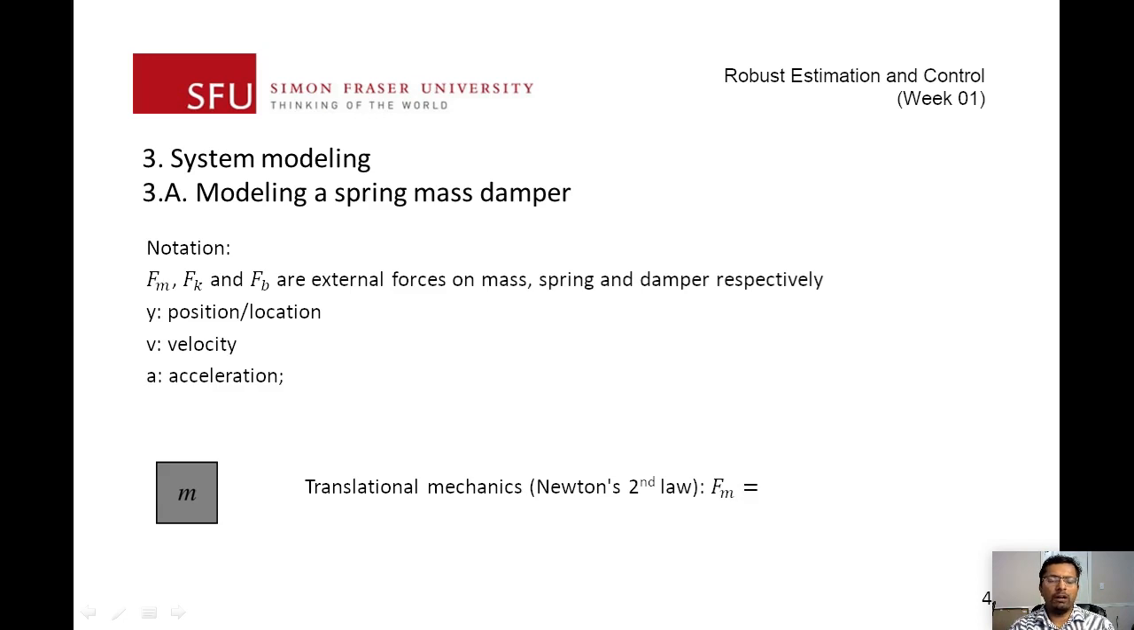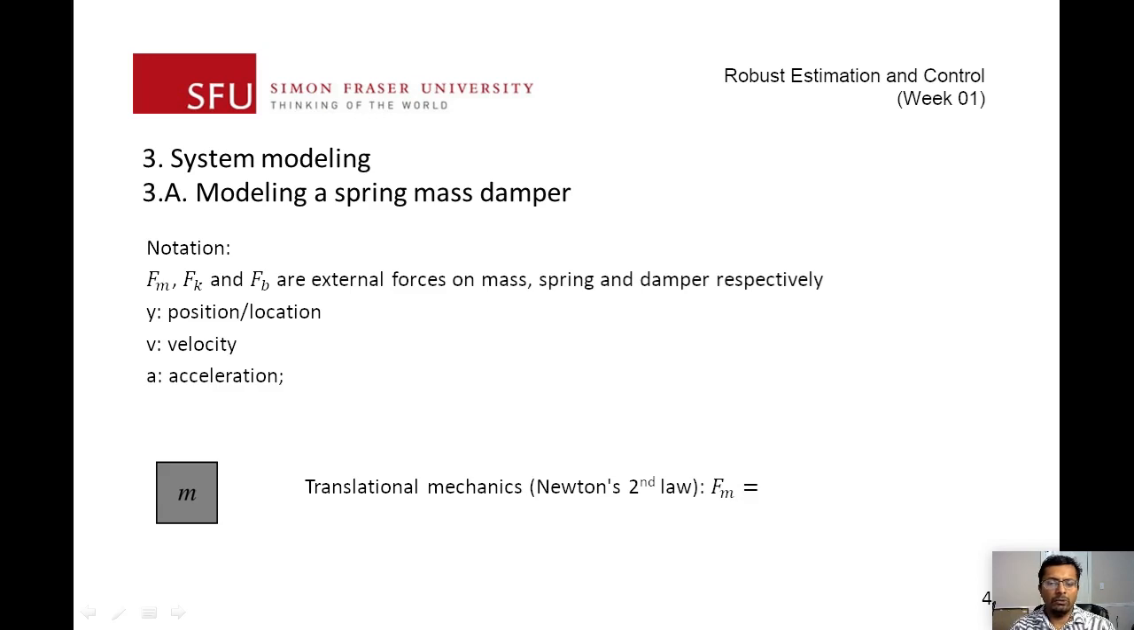So the first model we're going to look at is going to be a simple spring mass damper system. These are the notations we're going to be using: F is for force, and then we're going to use the subscripts M for mass, K for spring, and then B for the damper. It's the traditional letters that are used. And then we would use y for the position, v for the velocity, and a for the acceleration.